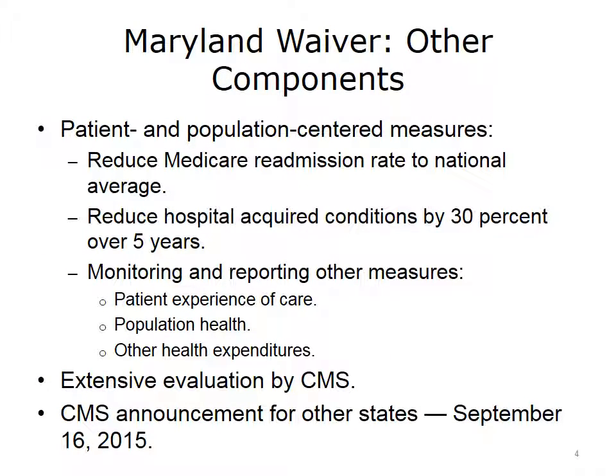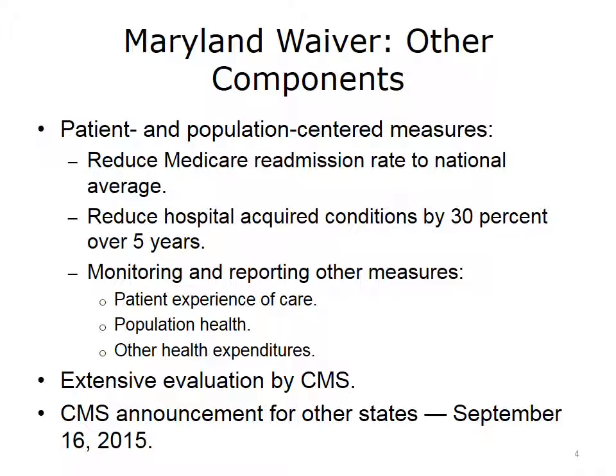Because, under the prior waiver, Maryland hospitals were paid strictly fee-for-service, FFS, at a regulated rate, there was an incentive to maintain volume. As a result, historically, the rates of readmissions and hospital-acquired conditions were significantly higher in Maryland than in other states. To address these issues, the waiver includes reducing the rate of Medicare readmissions to the national average and reducing hospital-acquired conditions by 30% over 5 years, which will greatly contribute to the achievement of the $330 million in savings promised to CMS.